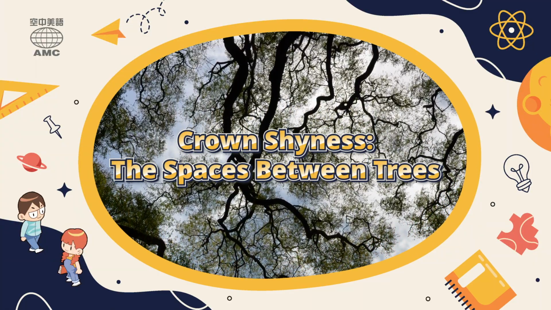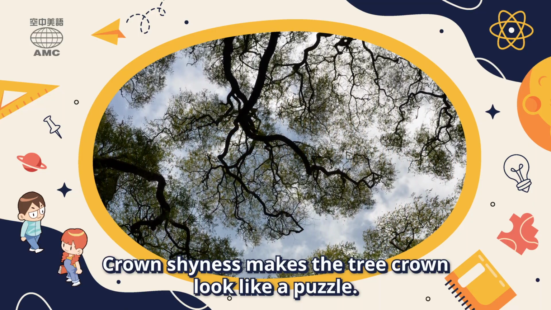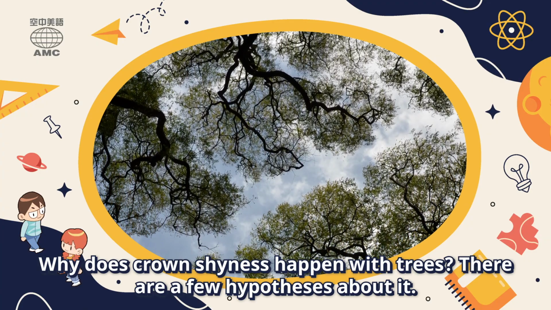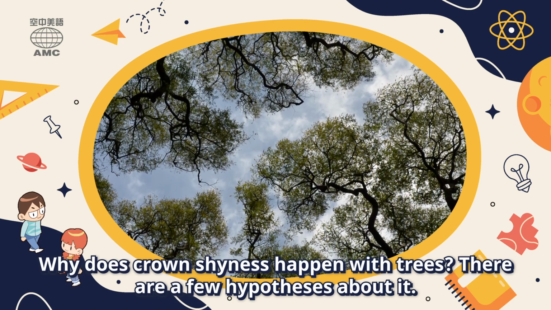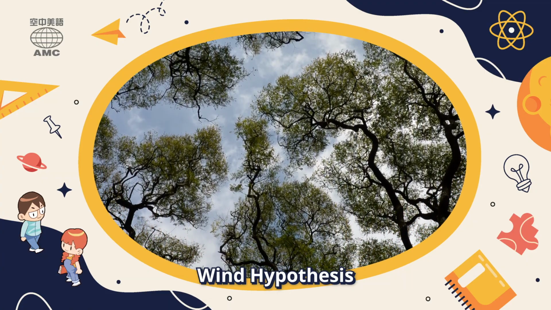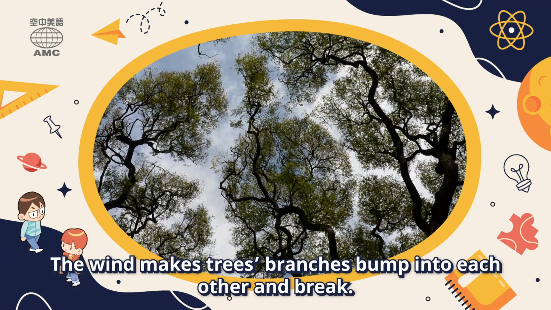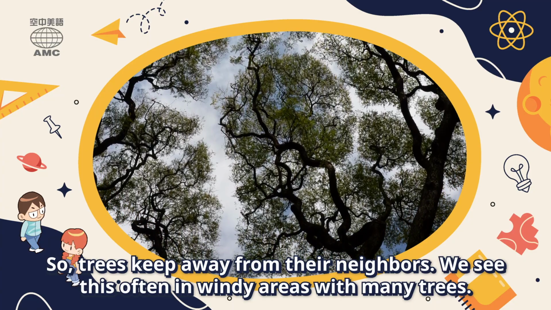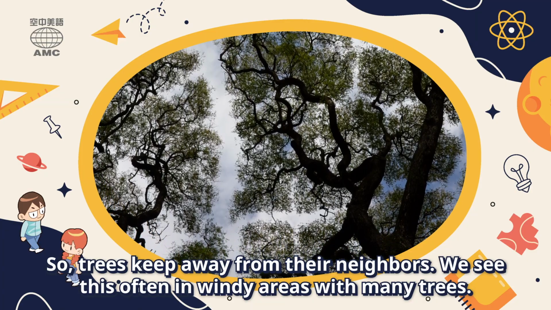Crown shyness, the spaces between trees. Crown shyness makes the tree crown look like a puzzle. Why does crown shyness happen with trees? There are a few hypotheses about it. Wind hypothesis. The wind makes trees' branches bump into each other and break, so trees keep away from their neighbors. We see this often in windy areas with many trees.